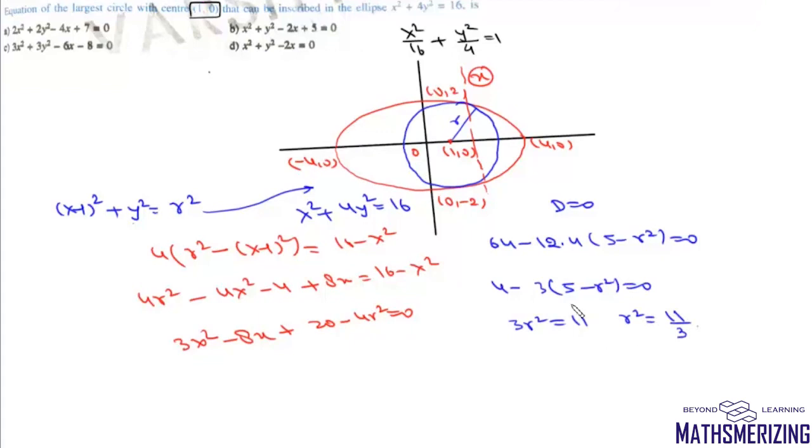Now we'll put in the value of r², and that's the answer to this question. So it'll be (x - 1)² + y² = 11/3. So the equation of this circle will be 3x² + 3y² - 6x + 3 - 11 = 0, and 3 - 11 is simply -8. So that's your option number C.